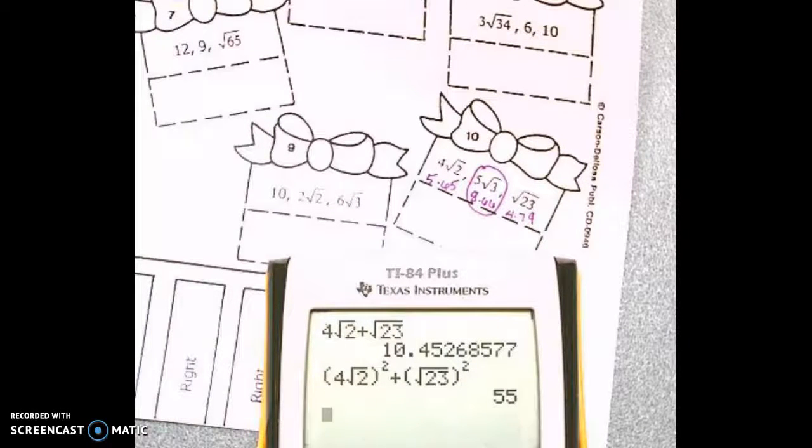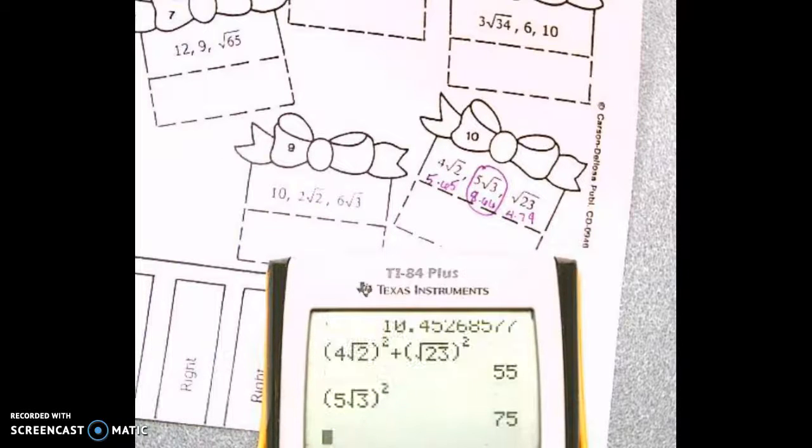That number's 55. I want to take this 5 square root 3 and square that number. And that gives me 75. So my a squared plus my b squared is equal to 55. My c squared by itself is 75. My a squared plus my b squared is much smaller than my c squared, so I know that this triangle is definitely obtuse.